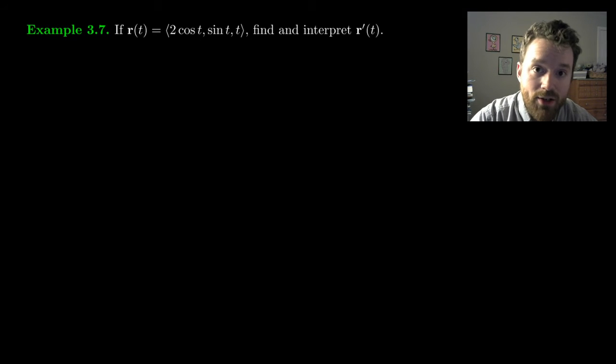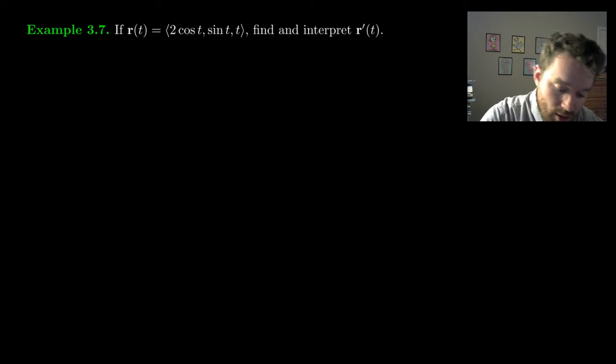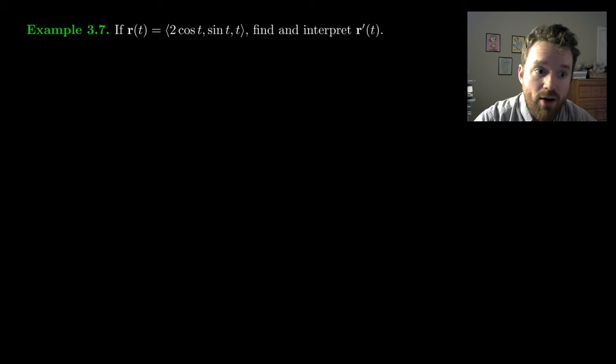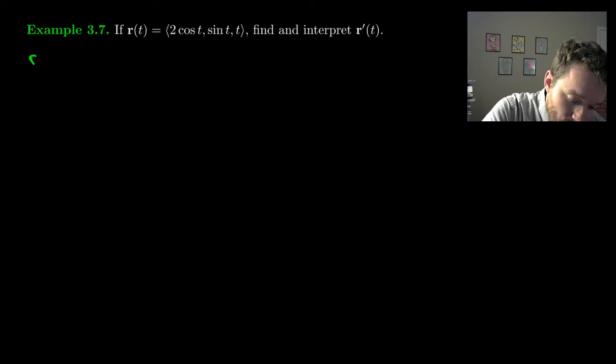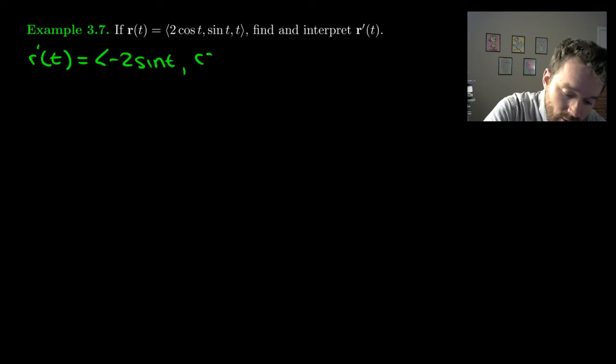Okay, so we're going to start with just a simple example, just a simple derivative to take, and maybe try to interpret the meaning of the object that we find. So the function that we're talking about right now is 2 cosine t, sine t, t. And so the derivative, remember, of that is just the derivative of each entry. So this is negative 2 sine t, cosine t, and 1.